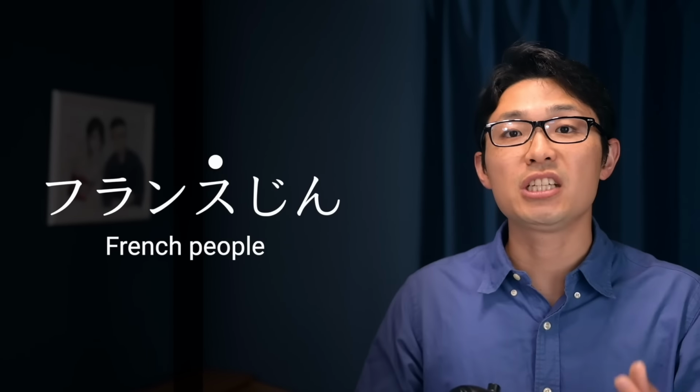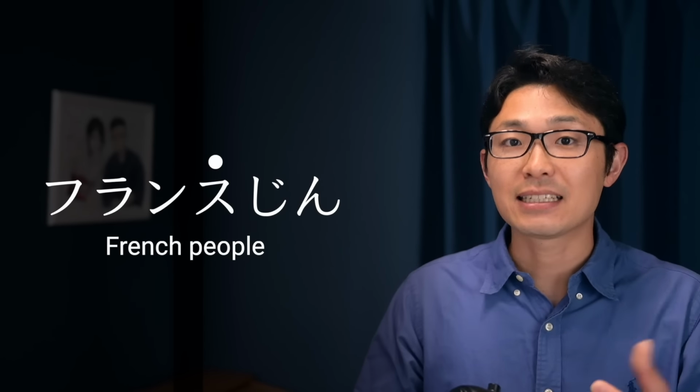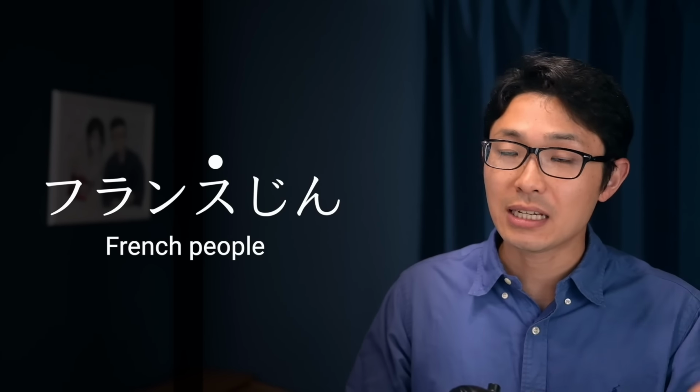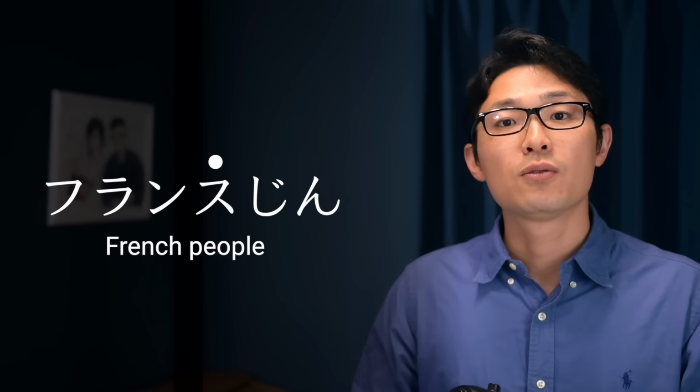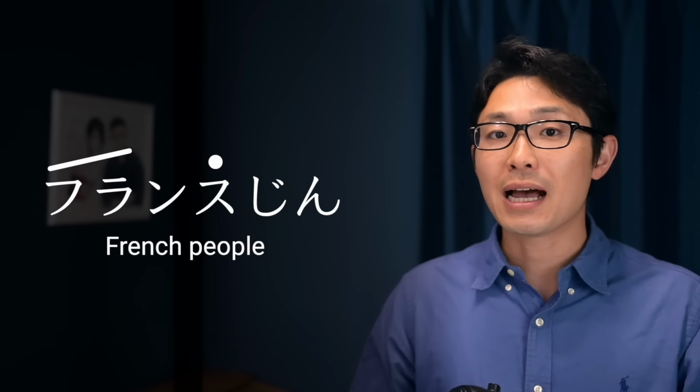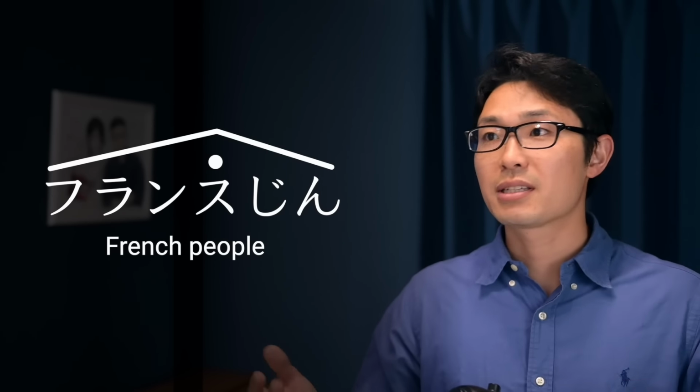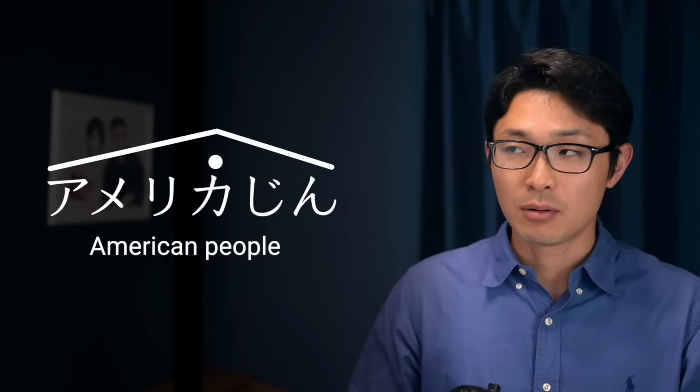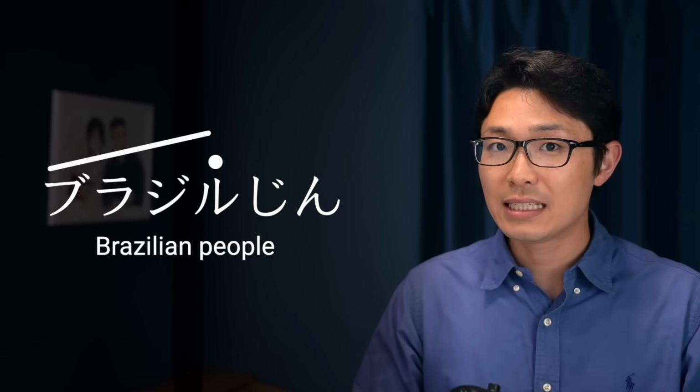France is a flat word, but if you attach jin to it, then the accent comes to the mora before jin. In this case, す、フランス人. It's all the same. アメリカ人、モンゴル人、ブラジル人.